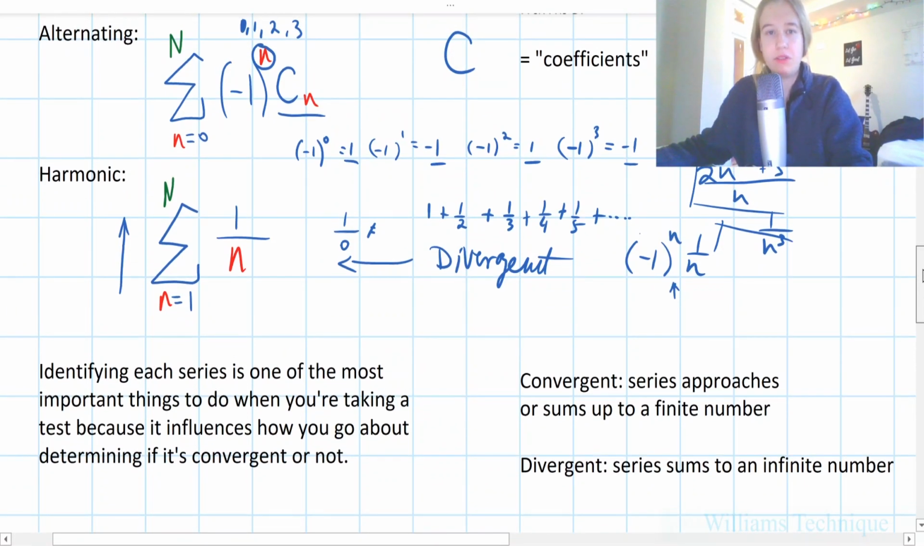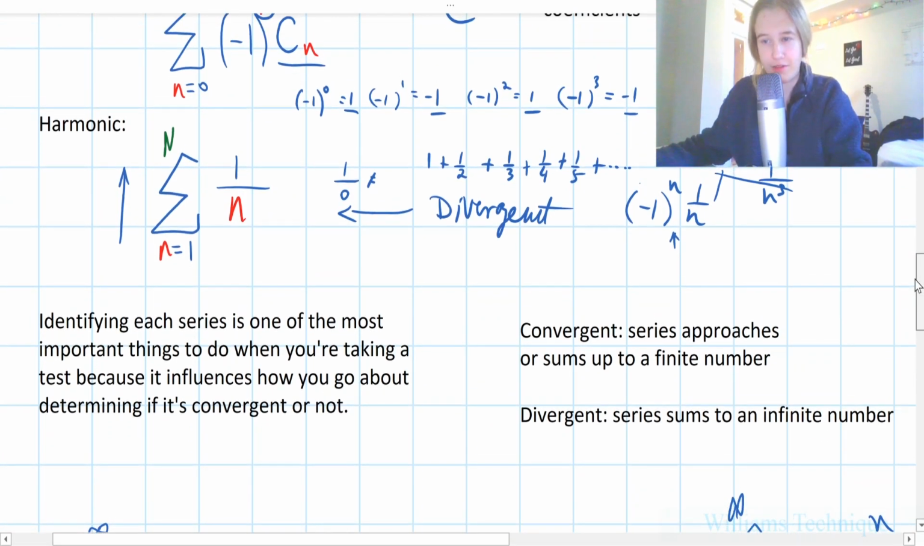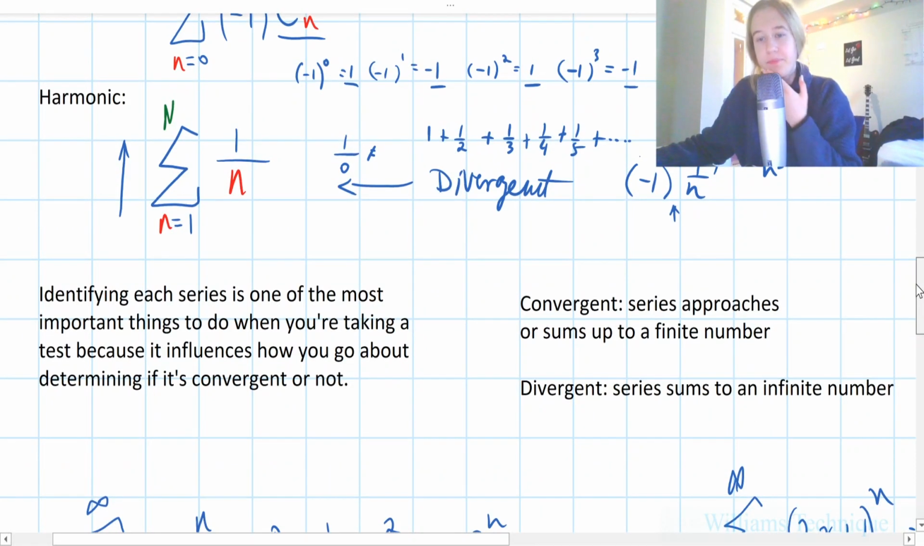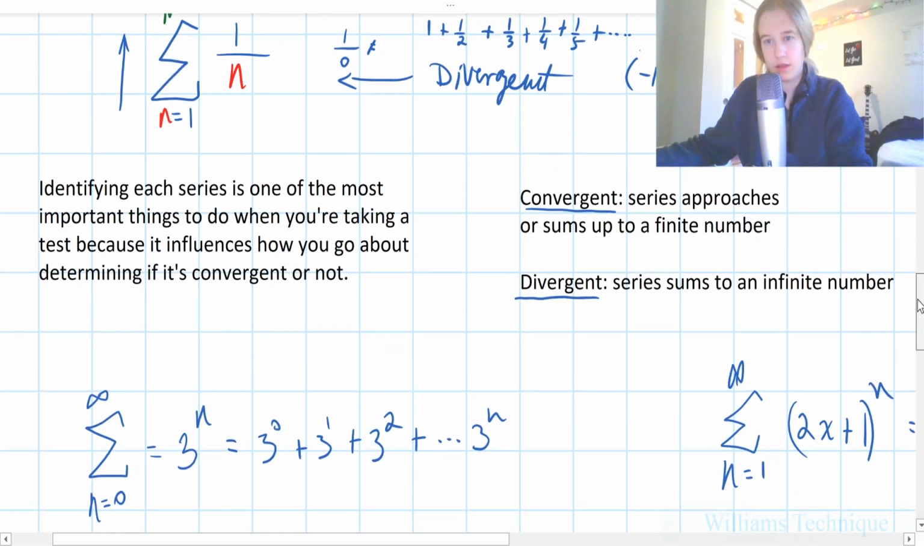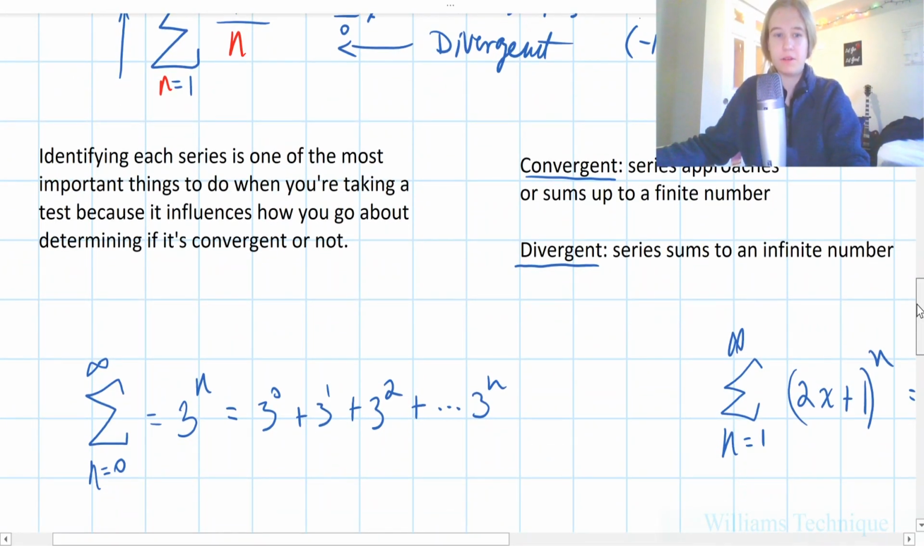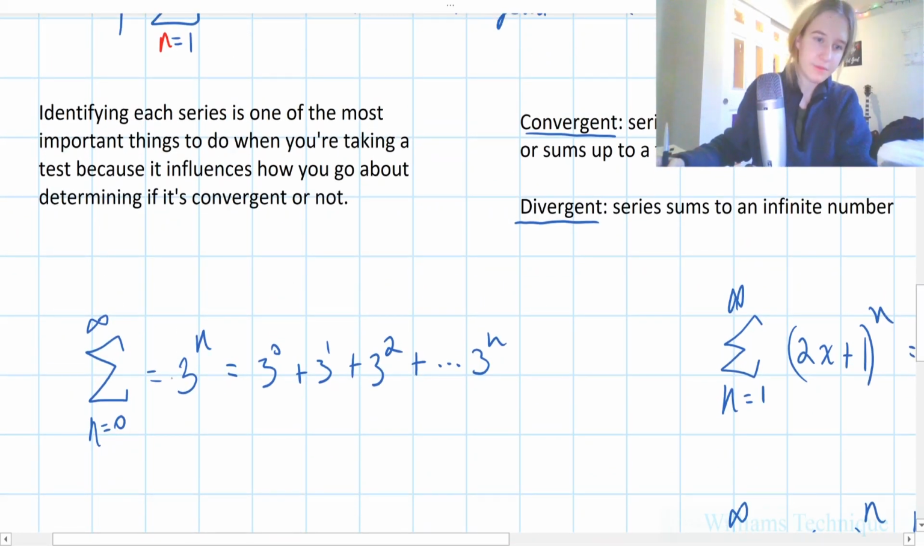And we're not going to be going over how to solve them or simplify them and stuff like that, because that would be a very long video. Just to refresh, a convergent series approaches or sums to a finite number, while a divergent series sums to an infinite number. So that's the thing to note.